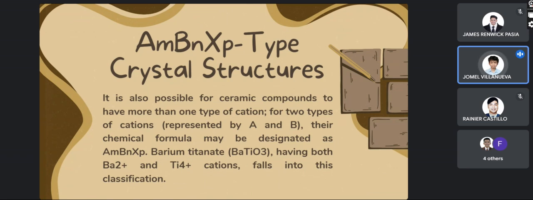AmBnXp type crystal structures. It is also possible for ceramic compounds to have more than one type of cation, or two types of cations, represented by A and B. Their chemical formula may be designated as AmBnXp. Barium titanate, having both Ba 2+ and Ti 4+ cations, falls into this classification. A great example would be barium titanate, where there are two types of cations.